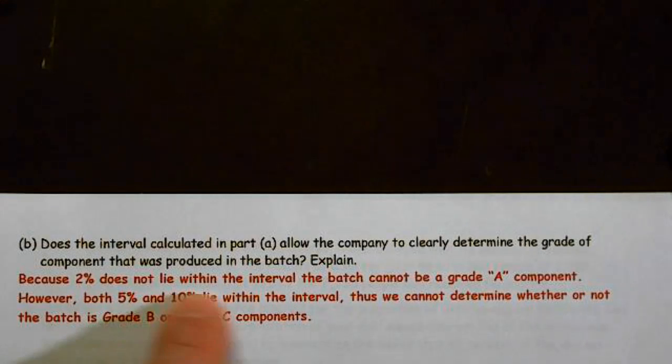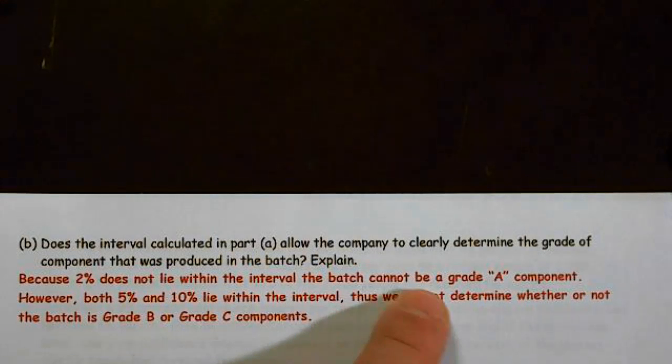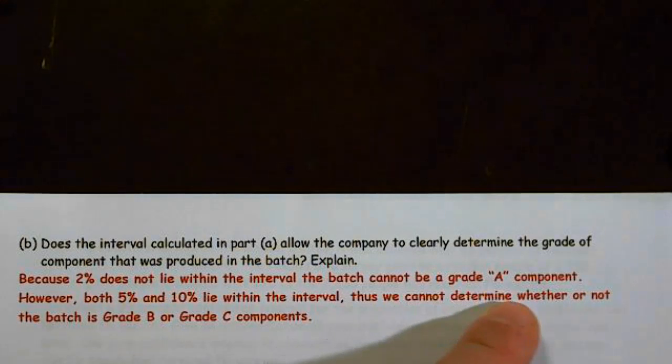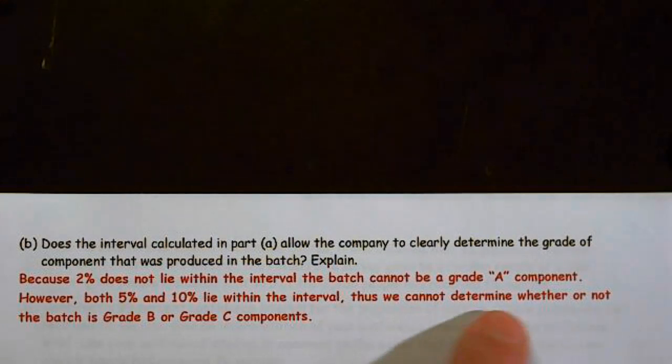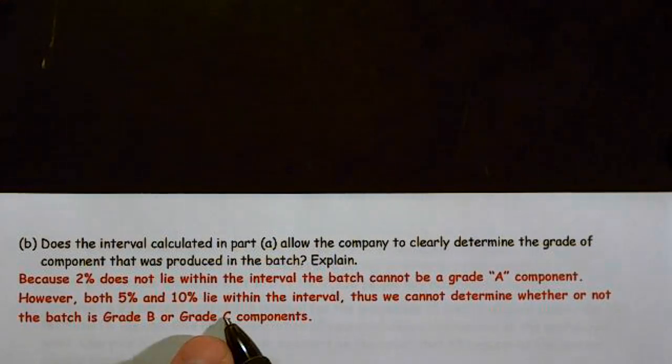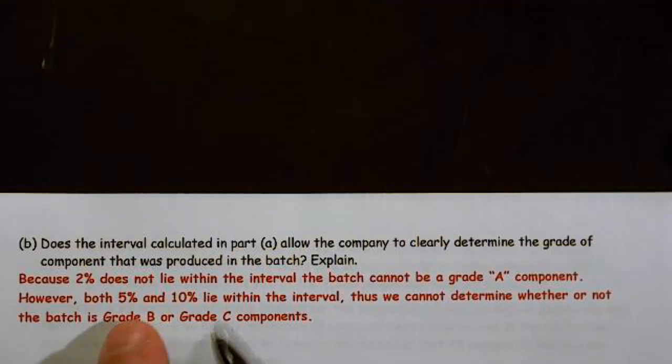Because 2% does not lie within the interval, the batch cannot be grade A. So in other words, it cannot be the expensive components. However, both 5% and 10% lie within the interval. Thus, we cannot determine whether or not the batch is grade B or grade C components. So it could be that we're dealing with either grade B or grade C, but we know it's not grade A, so we can't charge the more expensive price. And because it includes grade C and we don't know, we're probably going to have to charge the cheaper price.